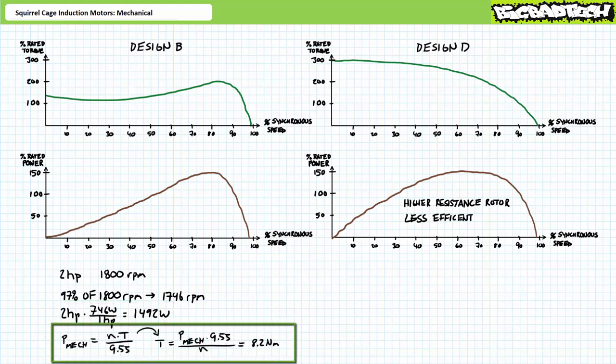An algebraic manipulation of the mechanical power formula, solving for torque, demonstrates that torque at the rated conditions is roughly 8.2 newton meters. 8.2 newton meters, therefore, represents 100% of rated torque.